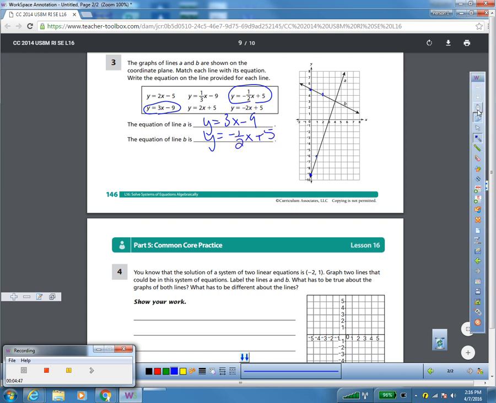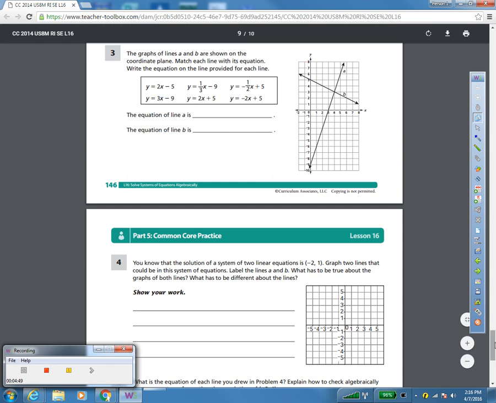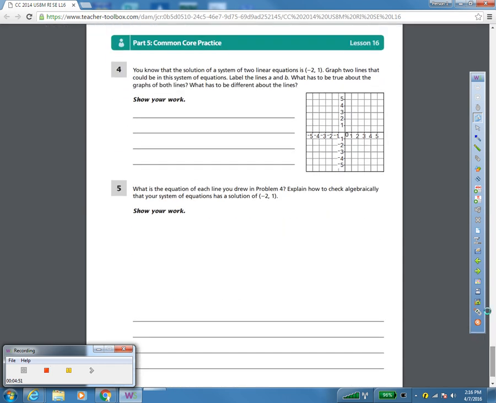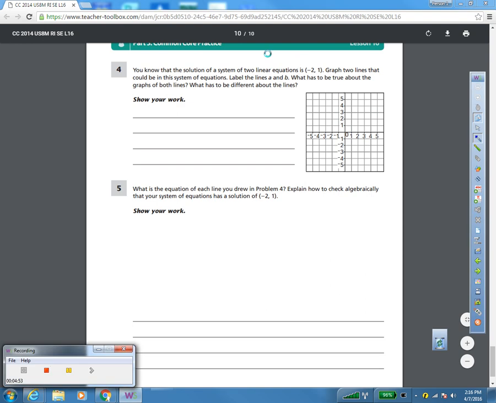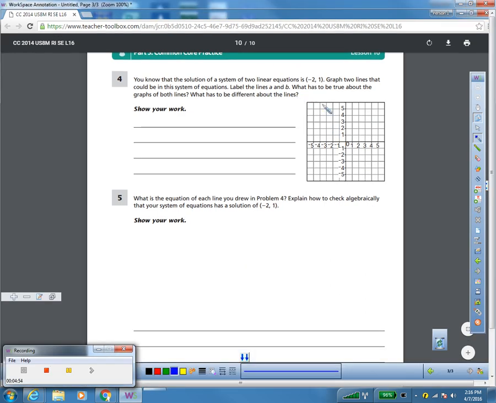Alright, so on the last two problems, on this one it's asking for you to write a system of equations that go through the point -2, 1. So right there. And it's saying graph two lines that could be in this system of equations, and we want to label them A and B. So basically, there's a lot of different answers that would work here. And then we'll talk about what's true about both of these lines.